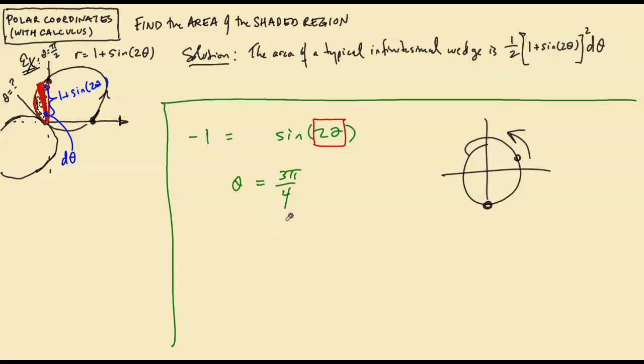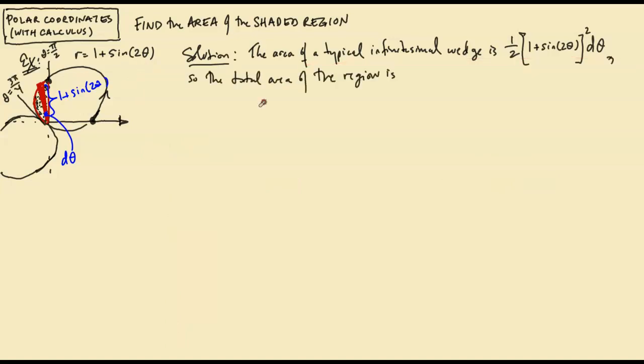Good. And just as a quick check, if we stick 3 pi over 4 in this, that becomes sine of 6 pi over 4, which is sine of 3 pi over 2, which is indeed minus 1, as we said. Okay, good. We've got it. So if that's the area of a typical wedge, we can get the total area of the region by integrating this guy. So the total area is the integral of this stuff as theta runs from pi over 2 to 3 pi over 4.